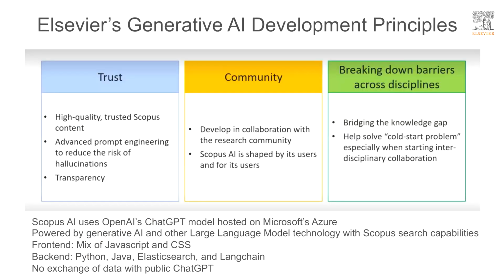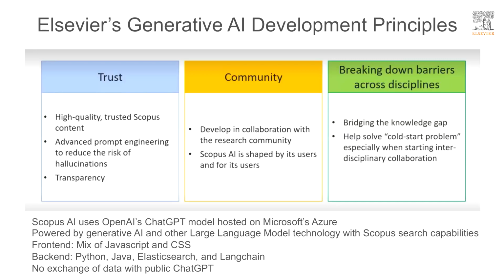Let me turn now to some of the developments in generative AI that I think have tremendous potential. And as Elsevier has been developing product in this area, there are a few elements that have been really top of mind. One is that this is an opportunity to try to build trust with various stakeholders.